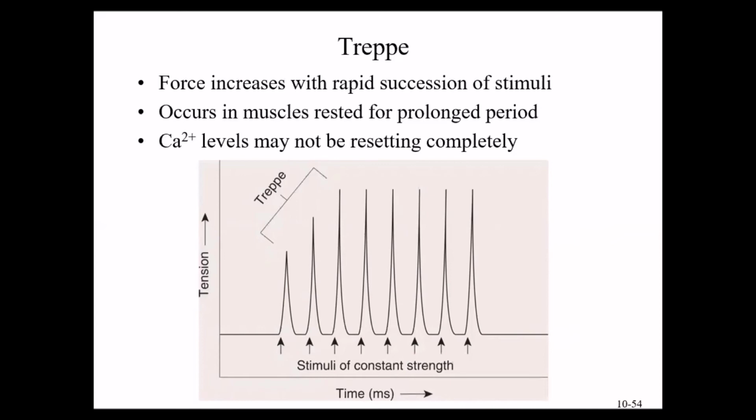And so the idea behind this is that perhaps the calcium levels, remember calcium has to go back into the sarcoplasmic reticulum. Maybe you're not given enough time to get all that calcium in there, so they're a little bit more ready to have a muscle contraction. It's not resetting itself completely, so the next muscle contraction will be a little stronger.